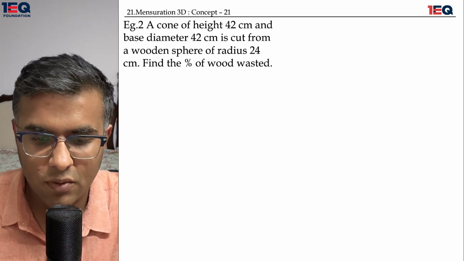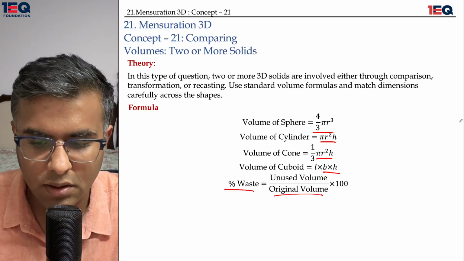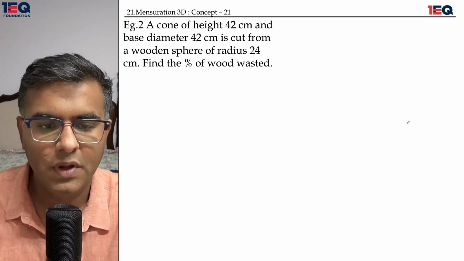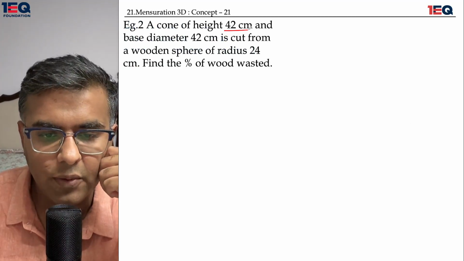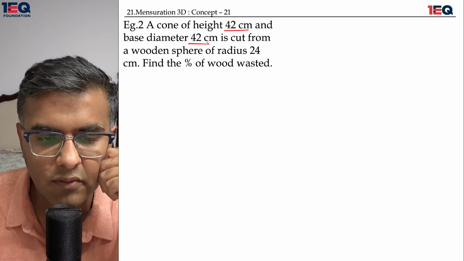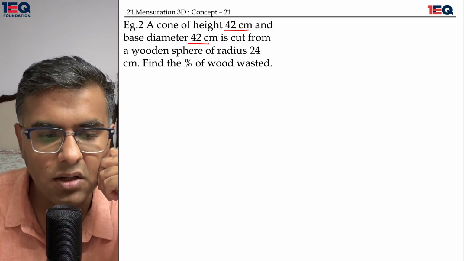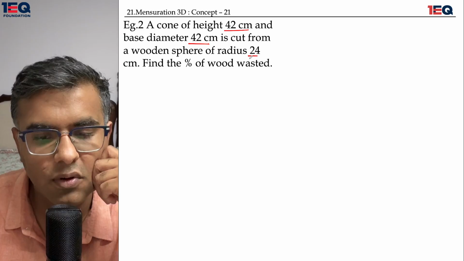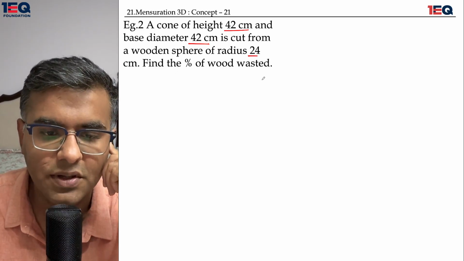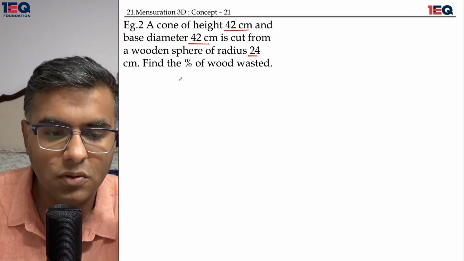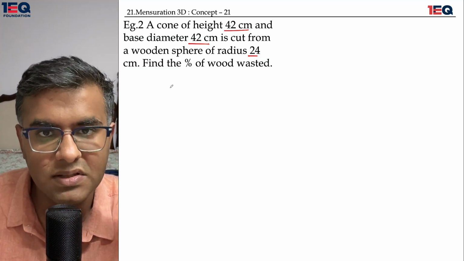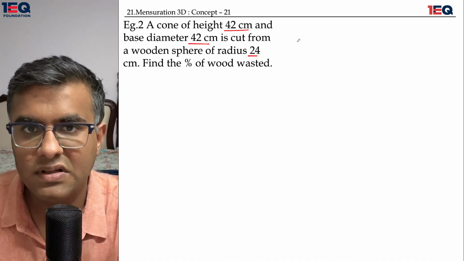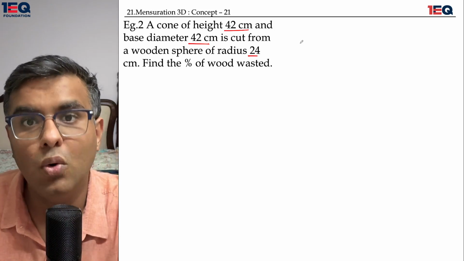So we were talking about the wastage, and wastage is basically unused volume upon original volume. A cone of height 42 centimeters and base diameter 42 centimeters is cut from a wooden sphere of radius 24 centimeters. Find the percentage of wood wasted. So what is the volume of the wood utilized? The thing which is cut off is what is utilized.